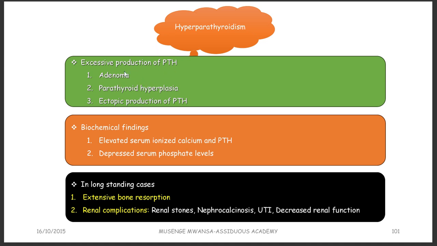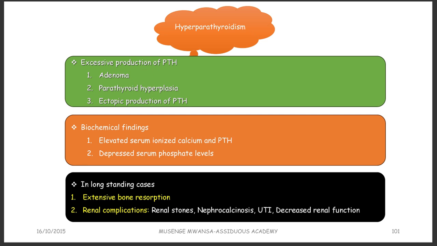It can be an adenoma, a tumor or a cancer of the parathyroid gland, or parathyroid hyperplasia, where the parathyroid gland has increased so much in size, or ectopic production of parathyroid hormone. Maybe there's another site where the parathyroid hormone is being produced. So all this can increase the parathyroid hormone.